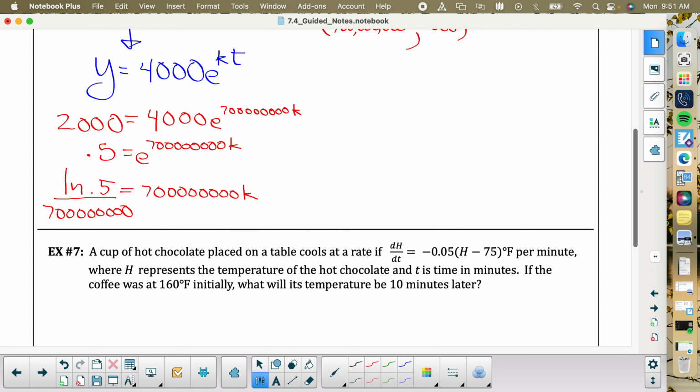It is awfully cruel to pick 700 million to be a half-life. Especially with people with terrible eyes like myself, you look at that many zeros, and it's super hard to count.